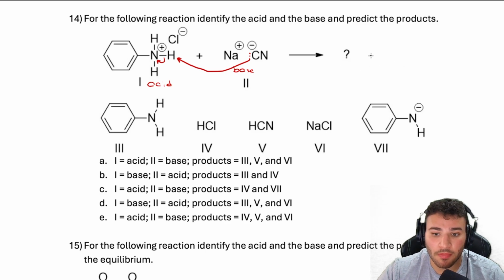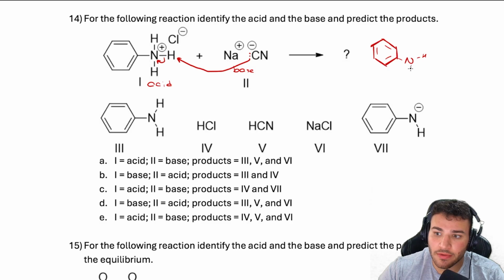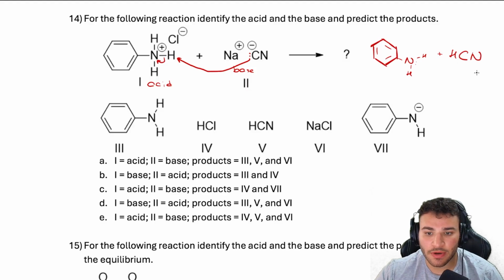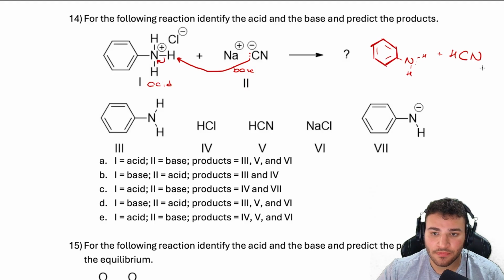And so what our products are, is we'll have this benzene ring. I know they kind of drew it sideways, but I'm not comfortable drawing it like that, so I'll just draw it like this. We have just regular nitrogen with 2 hydrogens now and that lone pair. And now we have HCN because it just grabbed that hydrogen. And so the answer choice that best matches that.